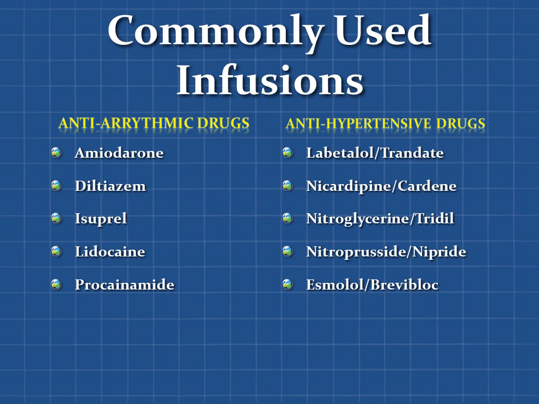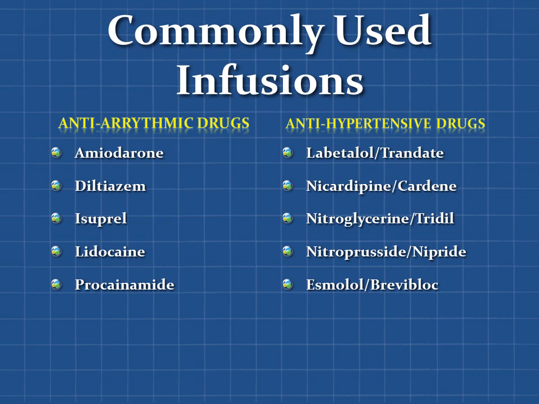Commonly used infusions. There are many IV drip medications used in the ICU. They could be weight-based or non-weight-based. Dosages include mcg per kilogram per minute, milligram per kilogram per minute, mcg per kilogram per hour, units per kilogram per hour, milligram per hour, mcg per minute, milligram per minute, mcg per hour, units per minute, and units per hour. To categorize them, we have antiarrhythmic drips like amiodarone, Cardizem, Isuprel, lidocaine and procainamide.